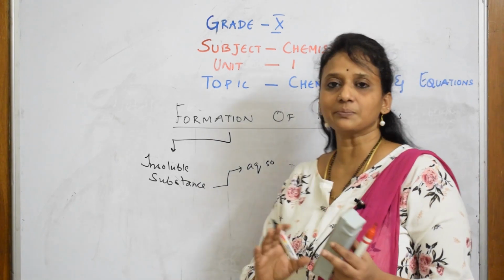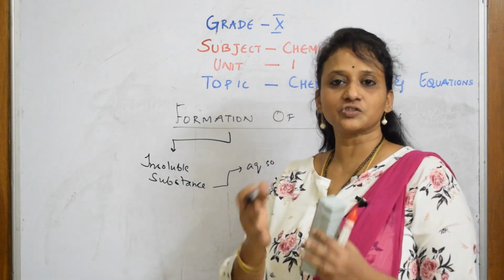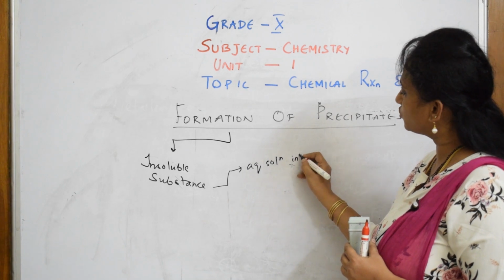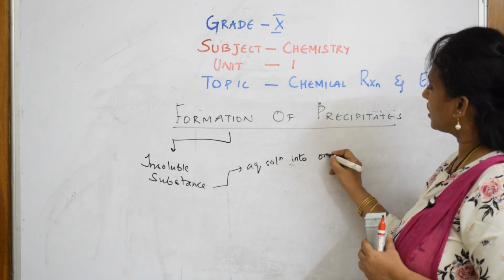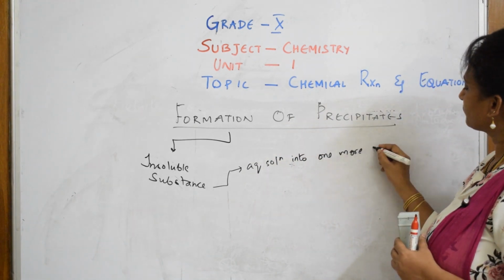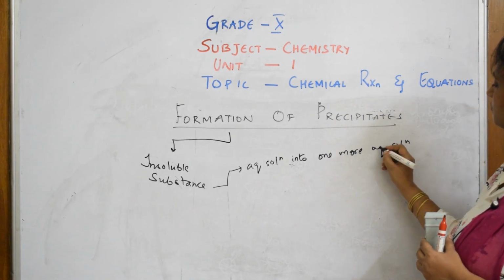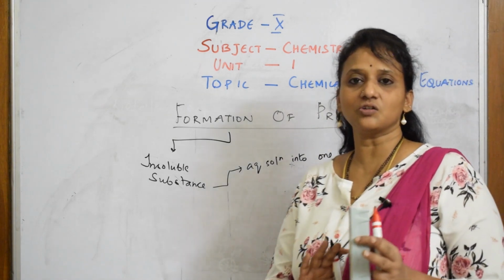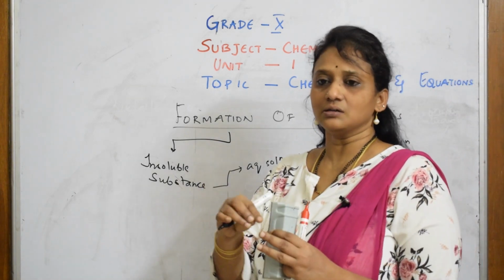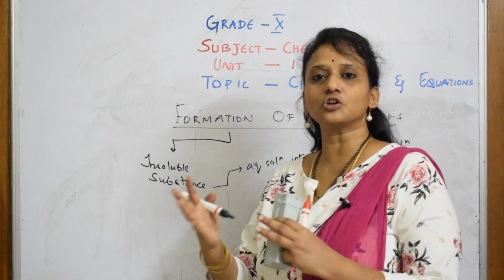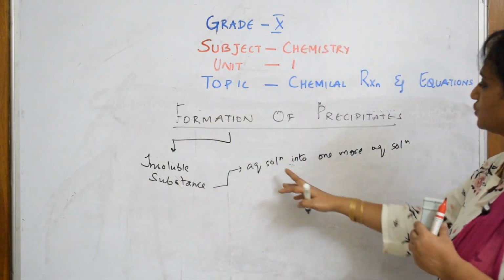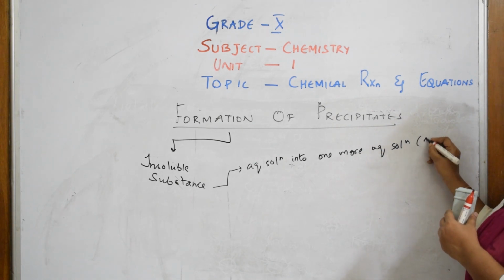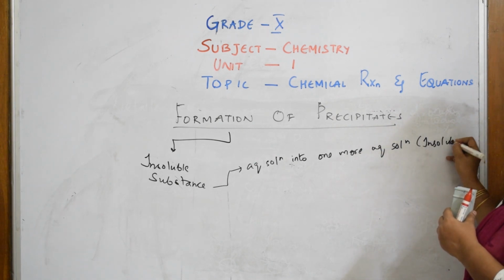solution. Aqueous solution means a substance which is dissolved in water. When you mix one aqueous solution into one more aqueous solution, if one is not soluble in the other, it will form two different layers. So one aqueous solution is dissolved into another aqueous solution which is insoluble, and because of this also we call it a precipitate.